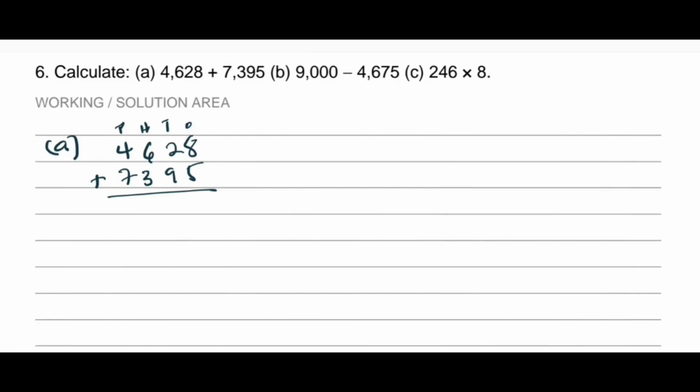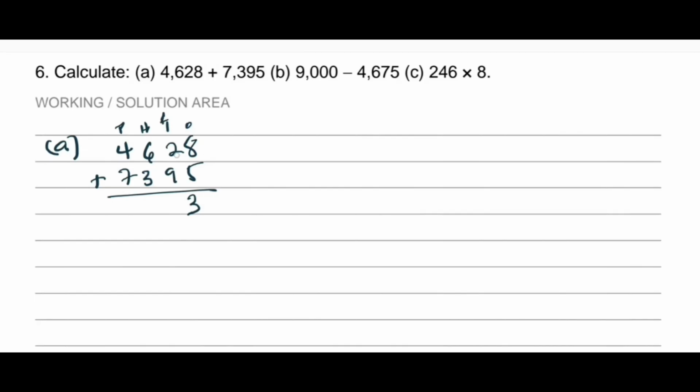So what you do is that you start adding from the ones column. So 8 plus 5 is what? 8 plus 5 is 13. So we don't write all the 13 here. You write 3. Now you bring that 1. You add that 1 in the tens column over here. So now 1 plus 2 is what?